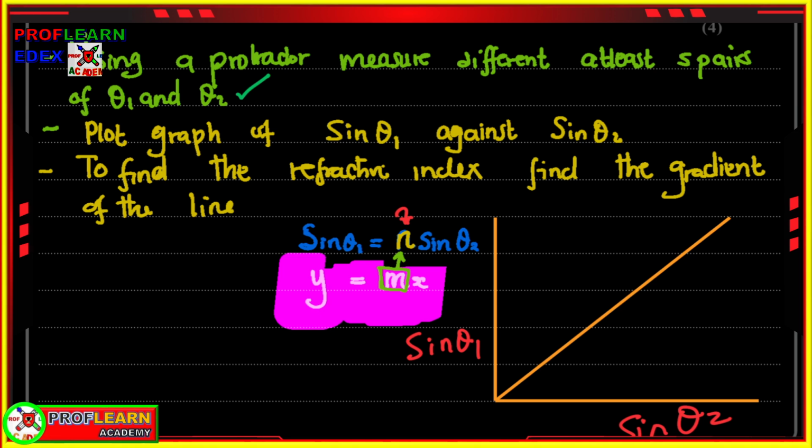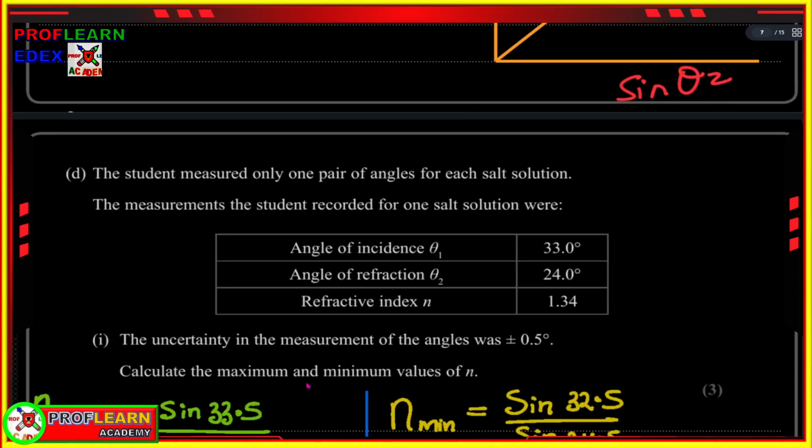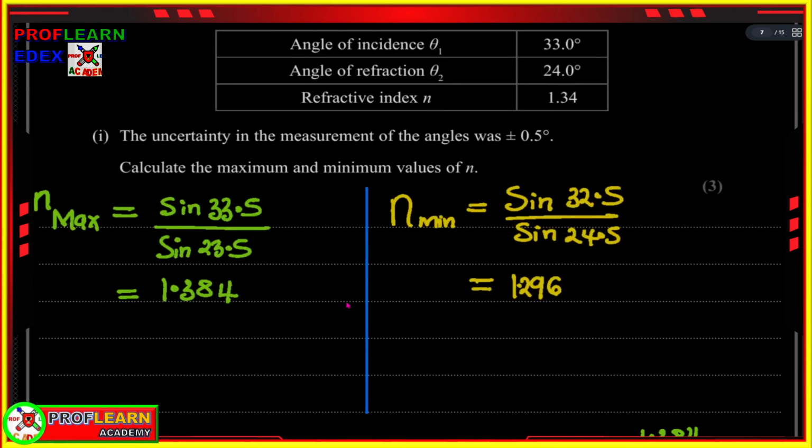All right, so moving further to the next question, we are told the student measured only one pair of angles for each salt solution. The measurements the student recorded for one salt solution: angle of incidence theta 1 is 33 degrees, angle of refraction theta 2 is 24 degrees, refractive index is 1.34. The uncertainty of the measurement of the angles is plus or minus 0.5. Calculate the maximum and minimum value of the refractive index.